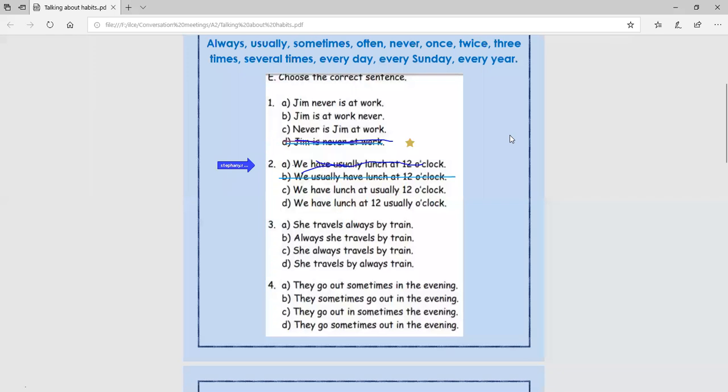So look at this. The correct answer is B. We usually have lunch at 12 o'clock. Remember that in this case, whenever we are using action verbs, the frequency adverb goes before. Okay? All right, let's go with number three. Letter A, she travels always by train.